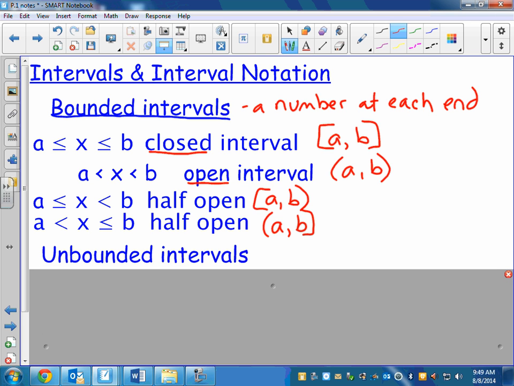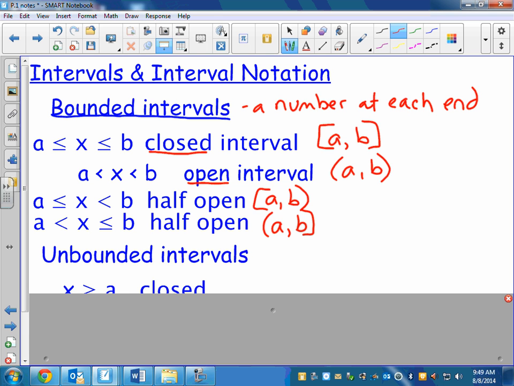And then we have unbounded intervals. Unbounded means that at least one side is going on forever. And when we talk about domain and range, that happens a lot. Very rarely do we have a domain or range that's just from like 3 to 7. Right, it goes on to infinity. So unbounded just means that I'm going to put infinity.